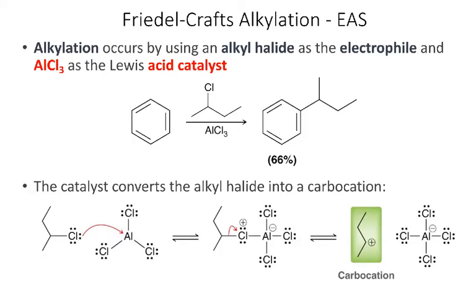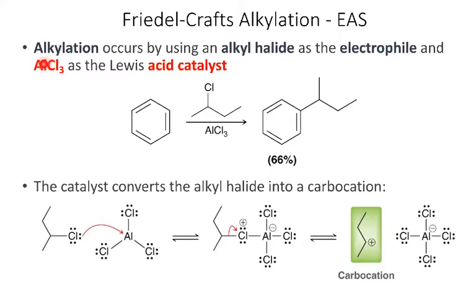Friedel-Crafts alkylation is another example of electrophilic aromatic substitution. In this alkylation reaction, we're going to use an alkyl halide as the electrophile. And so the point on the alkyl halide that's connected to the halogen is the carbon that's going to be connected to the benzene ring. Now the alkyl halide, this carbon is a little bit electrophilic, but not nearly enough to react with benzene.